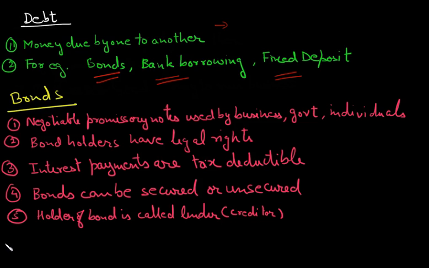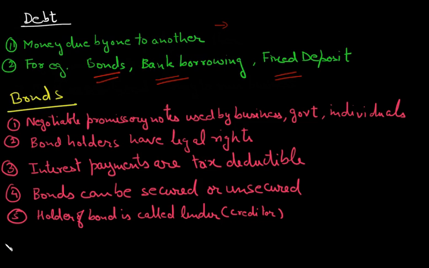Now why do companies take debt? Companies take debt so that they can run their businesses. Every day when they are running a business, they need certain money for which they can take debt, or suppose they want to buy machinery which costs a lot of money. In that case they can take debt. So these are some of the reasons why a company will take on debt.